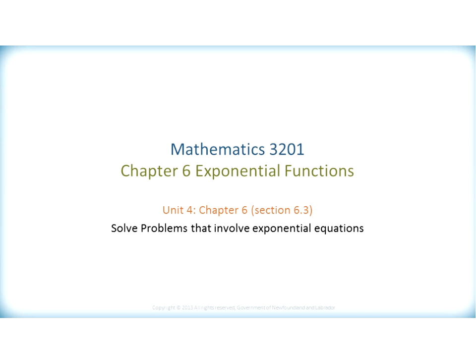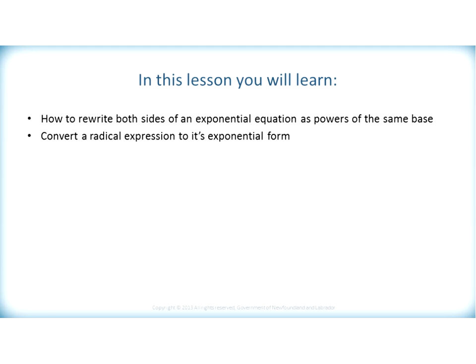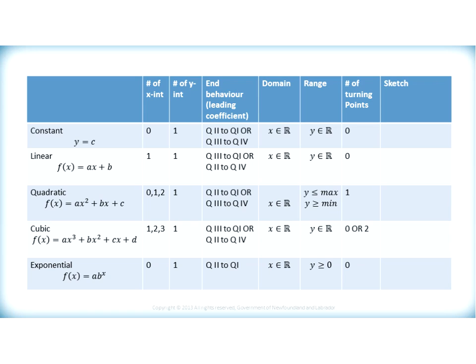We're looking at Chapter 6, Section 6.3, Solve Problems that Involve Exponential Equations. We're going to learn how to rewrite both sides of an exponential equation as powers of the same base, and we're going to convert a radical expression to its exponential form. In order to be able to solve an exponential equation, including a radical, we have to first turn the radical to its exponential form. So let's have a look back at what we've been studying.